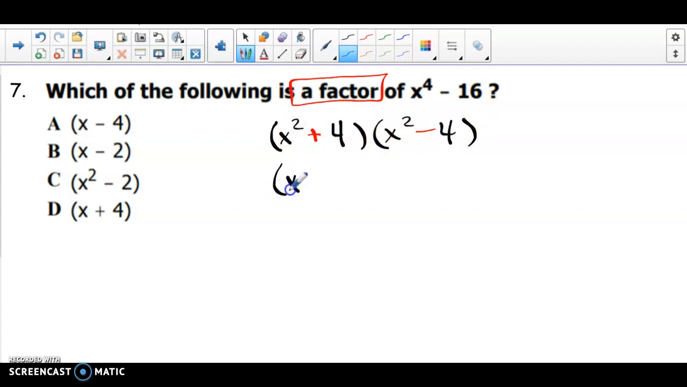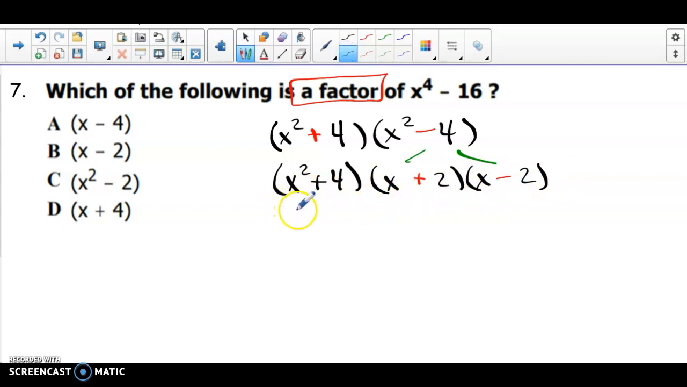This one stays like it is, but this one can be factored because both of those are perfect squares. So I'll have 1 plus, 1 minus. Square root of x squared is x, square root of 4 is 2. So all 3 of these are going to be factors, and the only one that I have is right here.